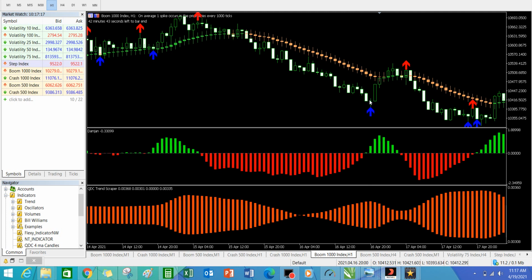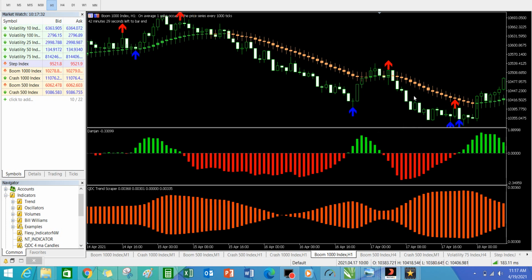And how do you exit your trade? You exit once you see the exit arrow popping out. In this case, the exit arrow is the buy signal. Once you see it, you exit the market immediately.